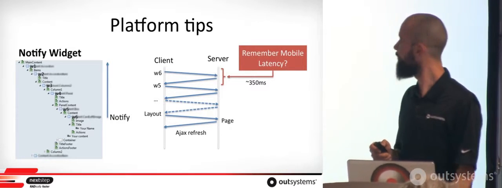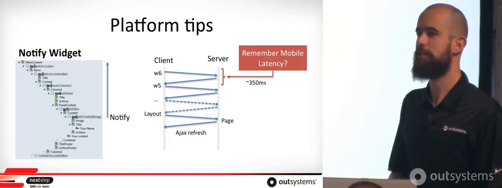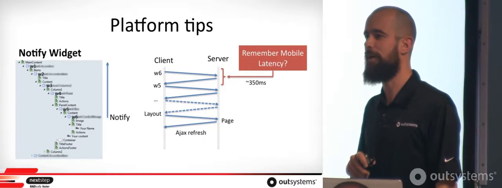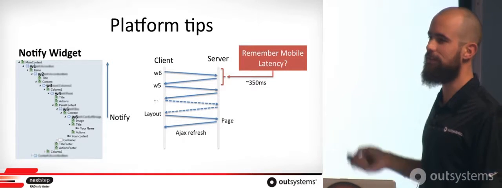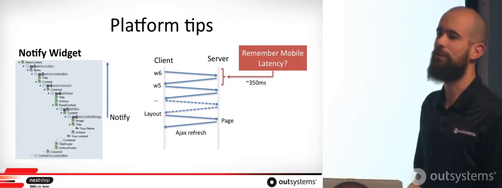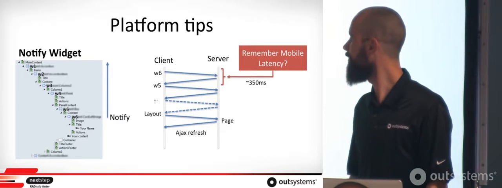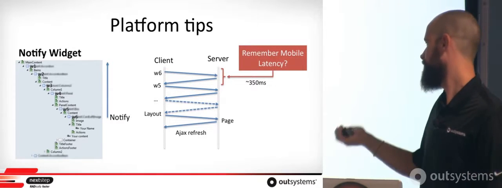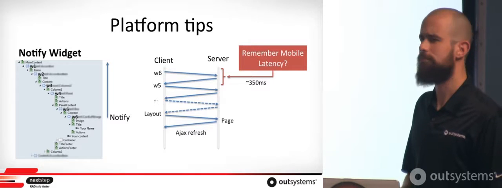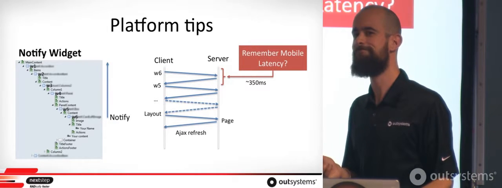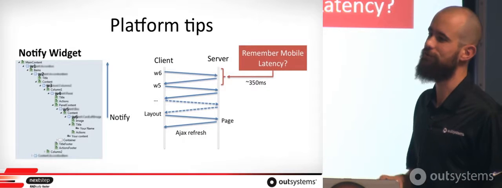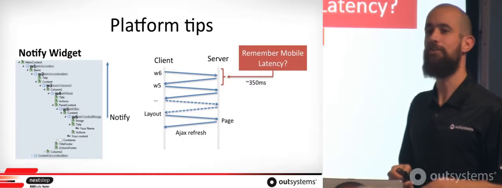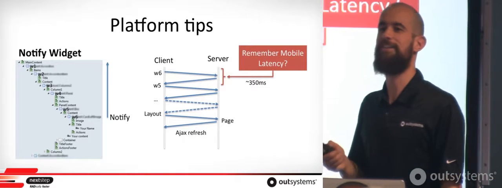So putting it into perspective, the web block 6, the lower level, notifies the server stating, OK, I want to notify my parent. And then the server notifies the client, OK, this web block notified its parent. And then this goes on until it finally reaches the page, through all of those levels. And it might do an Ajax refresh. So remember that we talked about latency in mobile? So don't use notify widgets when building mobile applications. The good news here is that R&D is looking into this.